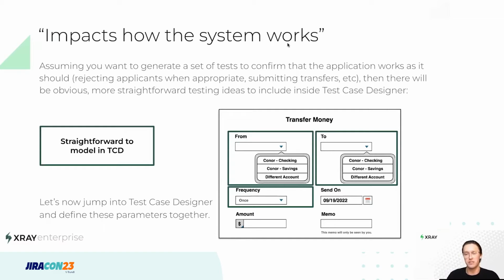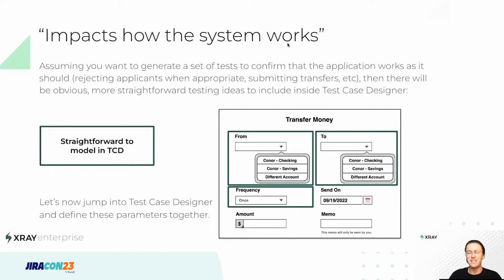It depends where you're transferring to. Depends how many times we're performing this transfer, right? So we can check the box that we do need to include these ideas in some way, shape, or form in our parameters model. These are factors, again, that are ultimately affecting that transfer and how it's submitted. And so we want to include them inside Test Case Designer as our parameters model.